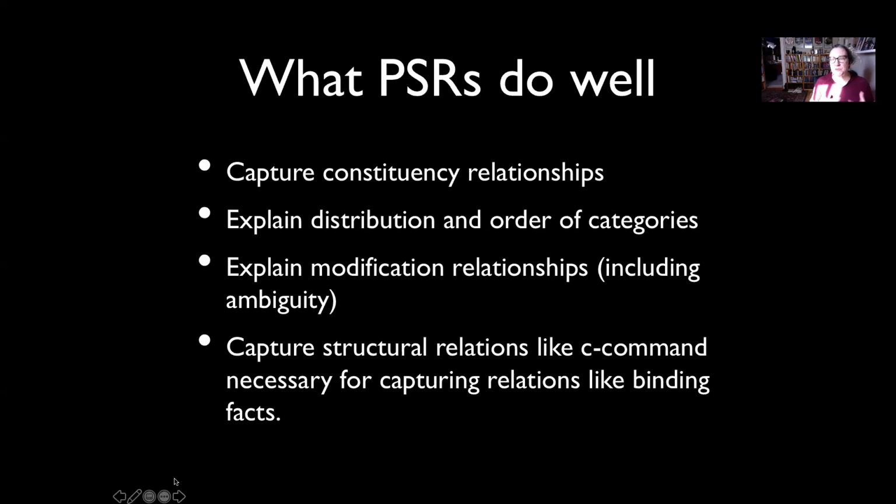So phrase structure rules, we've already gone over. What do they do well? They capture constituency relationships. They explain distribution and the order of categories, whether adverbial phrases come before or after verbs, and things like that. They explain modification relationships, including ambiguity. So they help us figure out where little branches of the tree go. And they capture structural relations like constituent command, like C command, that's necessary for capturing relations like binding facts.